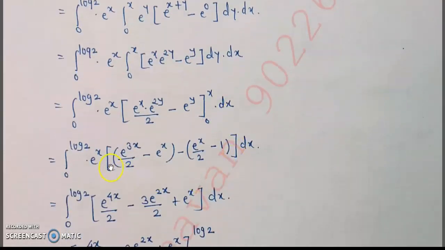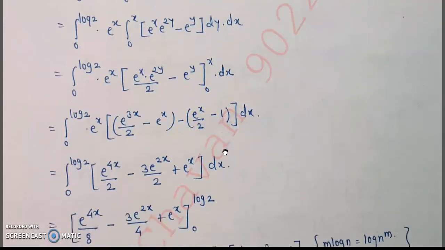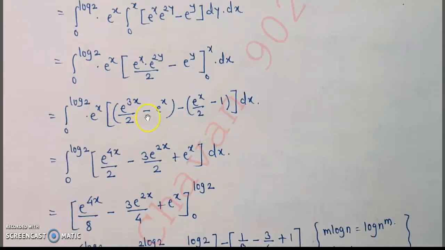Upper limit gives us this e raised to x outside, e raised to x into e raised to 2x, which is e raised to 3x by 2, minus y as x, that's why e raised to x. This bracket is upper limit, minus we put y as 0, so we get e raised to x into e raised to 0, which is 1, so e raised to x by 2 here, and minus e raised to 0 is 1. When we open the bracket, when we take e raised to x inside, we get e raised to 3x into e raised to x as e raised to 4x by 2.